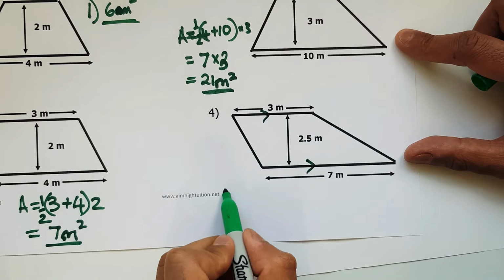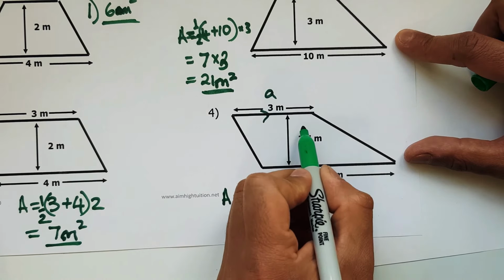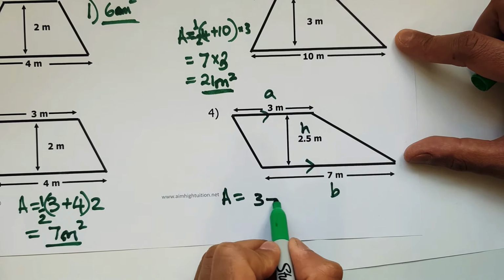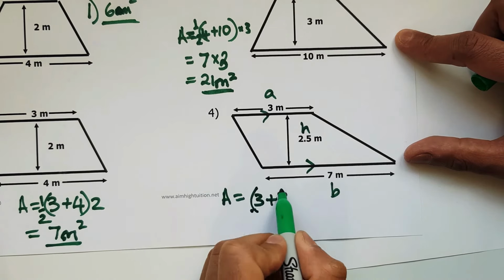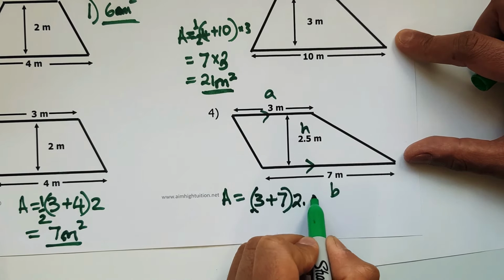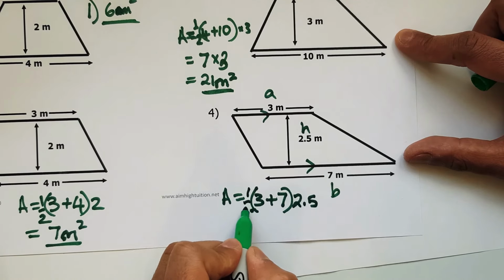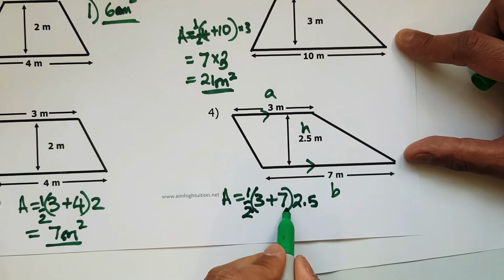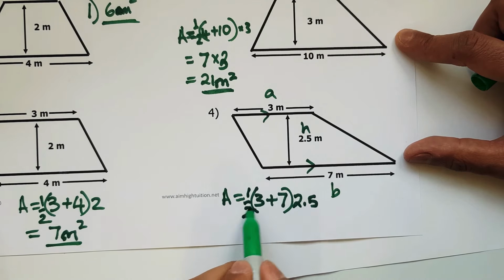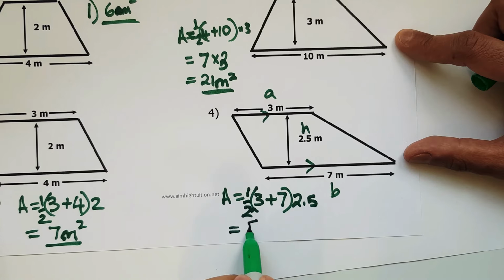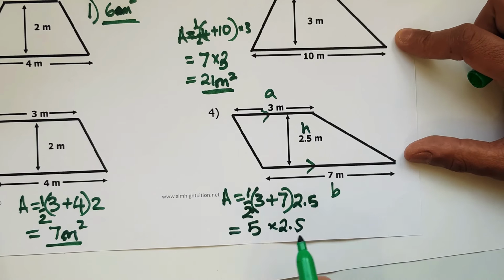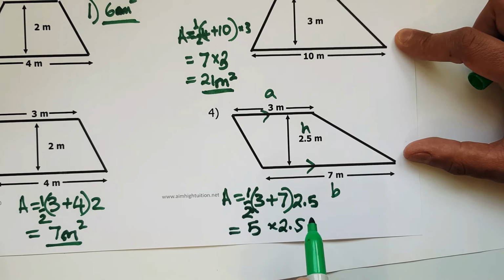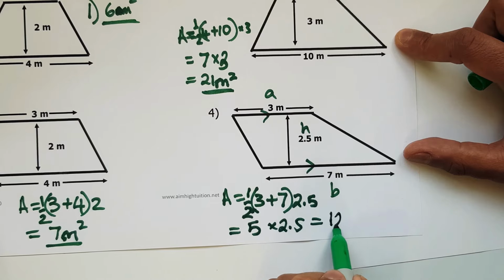So here we go again. Area is A plus B, so 3 plus 7, and then times it by the height, which is 2.5. It's a decimal this time, and then you're going to half it. 7 add 3, which is 10. You could do half of 10, which is 5 now. So I'm halving it first, 5, then times it by 2.5. And then when you work that out, 2.5 times it by 5, you should get the answer to be 12.5 meters squared.